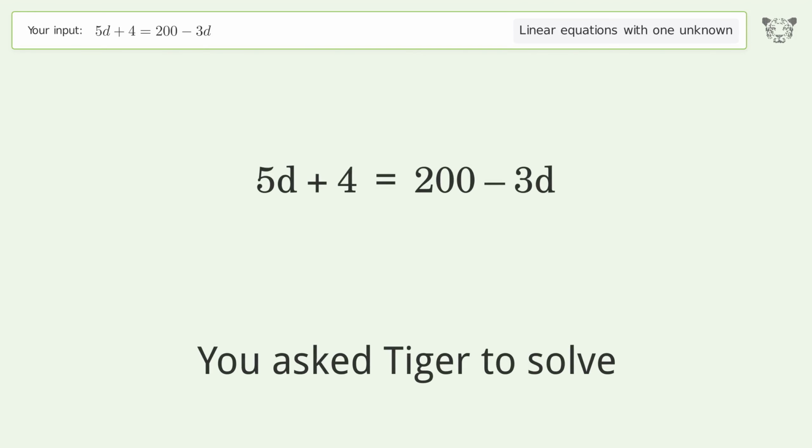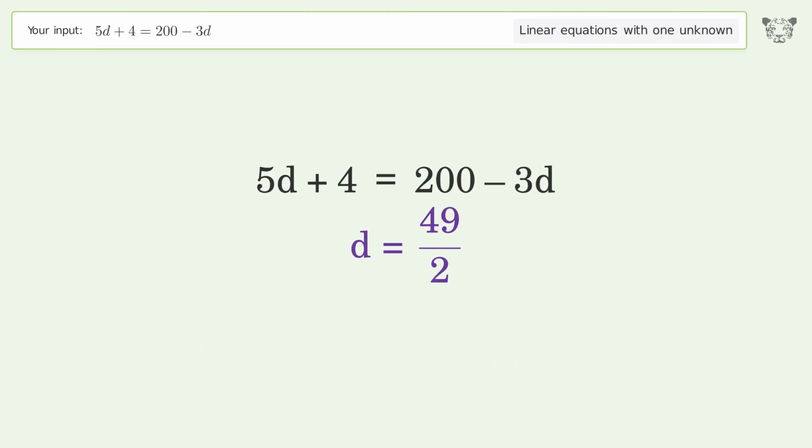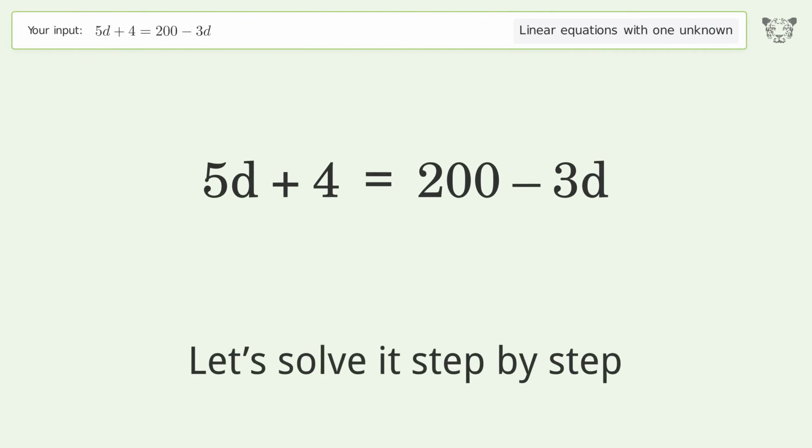You ask Tiger to solve. This deals with linear equations with one unknown. The final result is d equals 49/2. Let's solve it step by step.